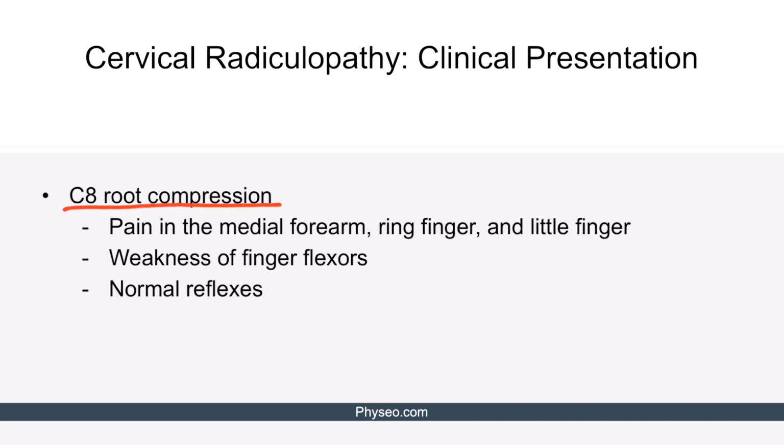C8 nerve root compression results in pain in the medial forearm, ring finger, and little finger. This is because the C8 fibers innervate the skin over these areas. Additionally, the patient with C8 radiculopathy may also have weakness of the finger flexor muscles because these muscles are mostly innervated by C8 fibers in the median nerve. Importantly, the reflexes will remain normal because C8 fibers do not mediate any significant reflex of the upper extremity.